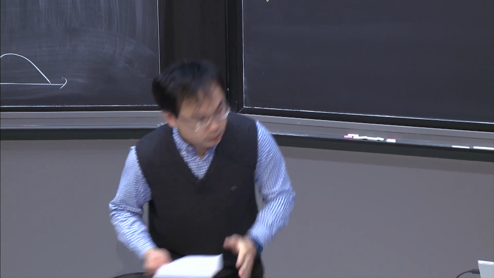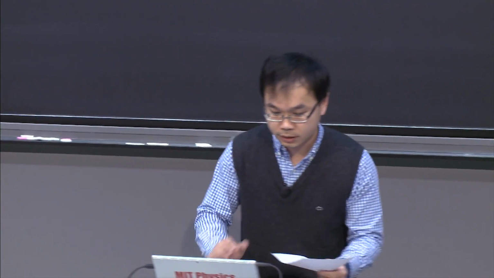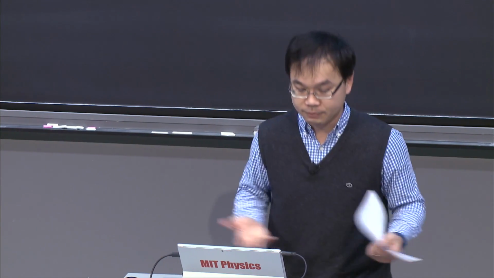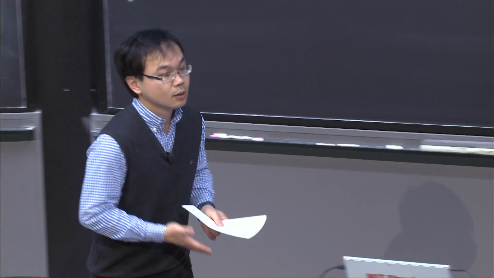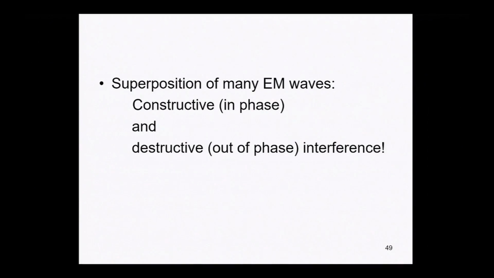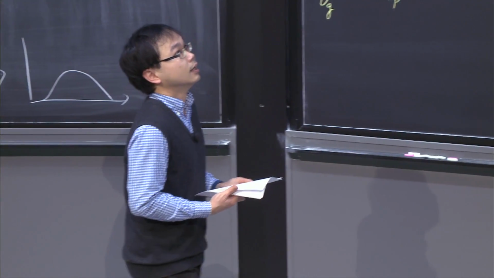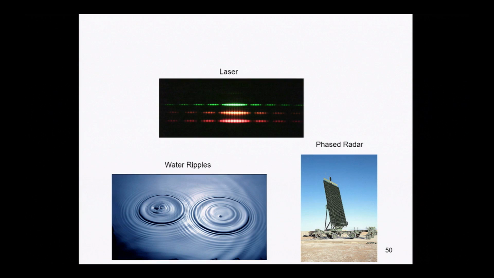All right. So finally, in the last part of the course, we focus on the superposition of many electromagnetic waves. So it can produce constructive interference, or that means all those waves are in phase, right? And you can have destructive interference when they are out of phase, okay? And that is actually a very important topic. You should review that for the preparation of the final.